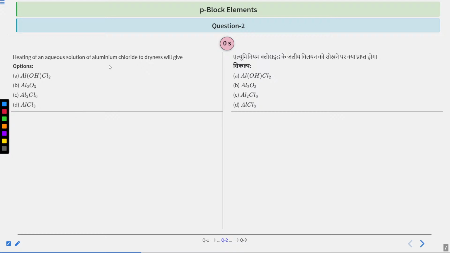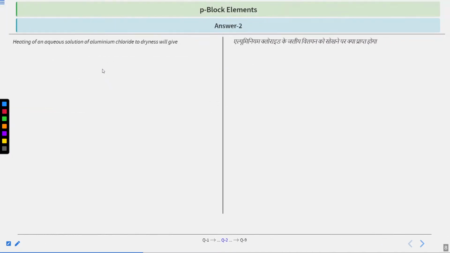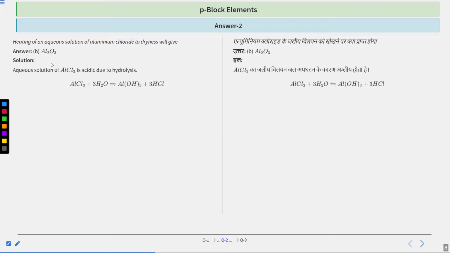So your time is up. Let us see the solution. What we are heating here is an aqueous solution of aluminum chloride. ठीक है? So suppose you have AlCl3 and you are heating it in the presence of H2O. The answer would be Al2O3, right?